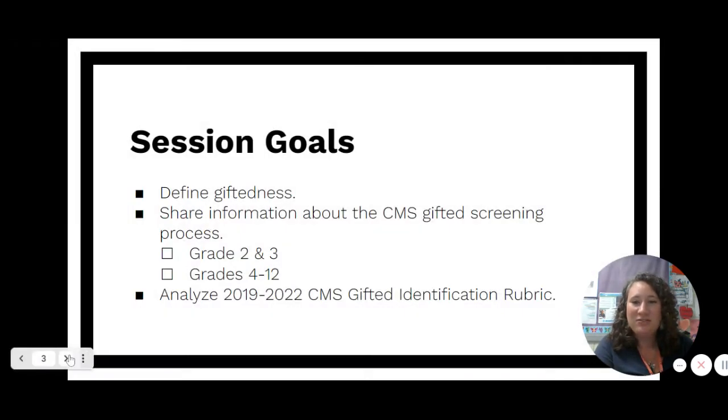Today, we're going to define giftedness. I'm going to share information about the CMS gifted screening process for grades 2 and 3 and grades 4 through 12, which are only applicable to grades 4 and 5 for our school. And we're going to analyze the 2019 to 2022 CMS gifted identification rubric.